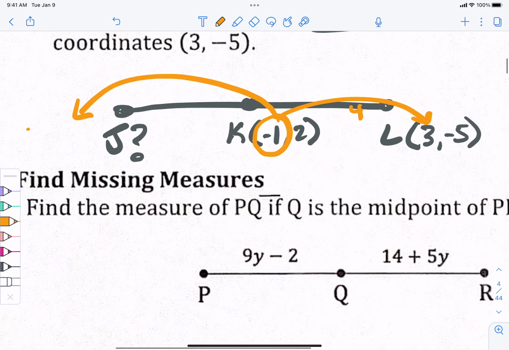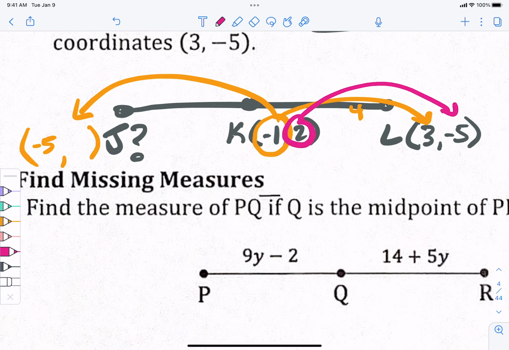So what's my x coordinate going to be over here? Negative 5. Do you see how we got that? 4 units to the right versus 4 units to the left. Now going from 2 to negative 5, it'll be 9. That is going 7 down. So this is minus 7. So to get this coordinate, I have to go plus 7. So it's going to be at 9. Do you see how that works?